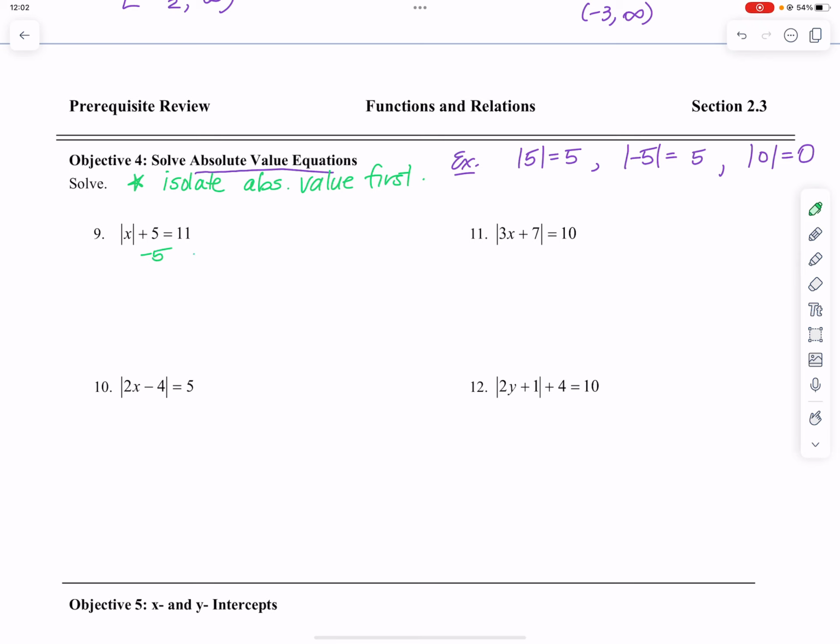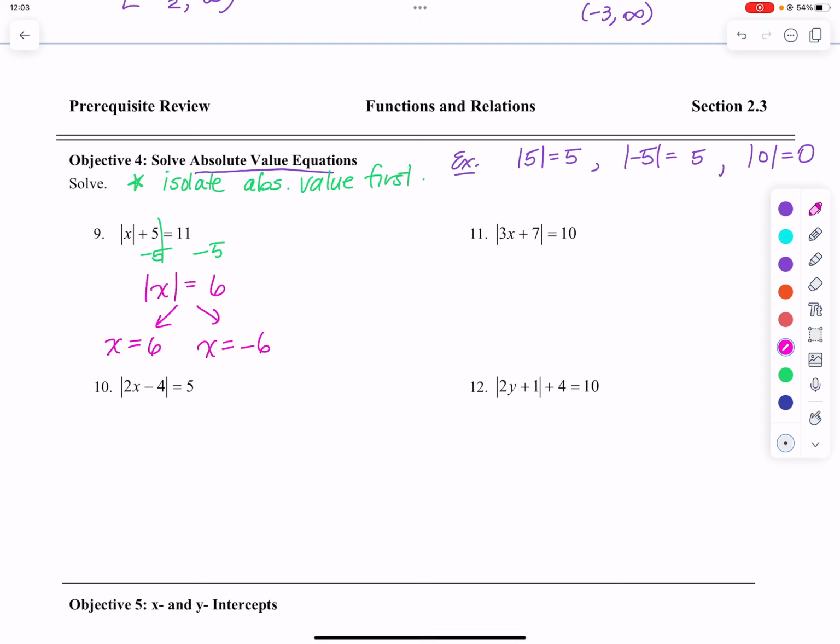So here we will subtract 5 from both sides, and we will have the absolute value of x is equal to 6. And we will actually write x is equal to 6, and then we will write the opposite of 6. So our answer will be -6 and +6. Okay.